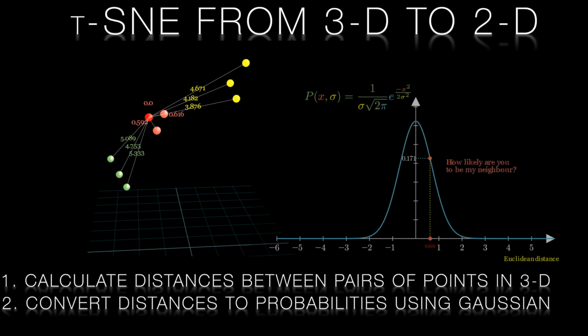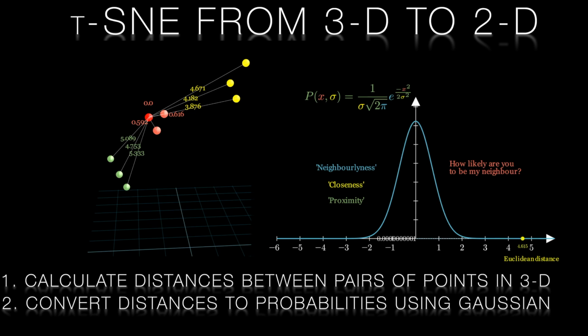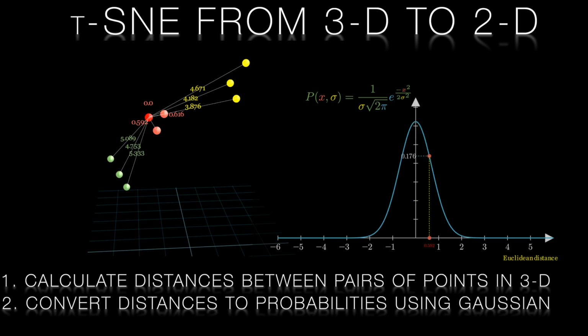So we could call this probability a measure of neighbourliness or closeness or proximity. Here we can see that the green and yellow points have a much lower neighbourliness score to our bright red point than the bright red point does to the other 2 red points.